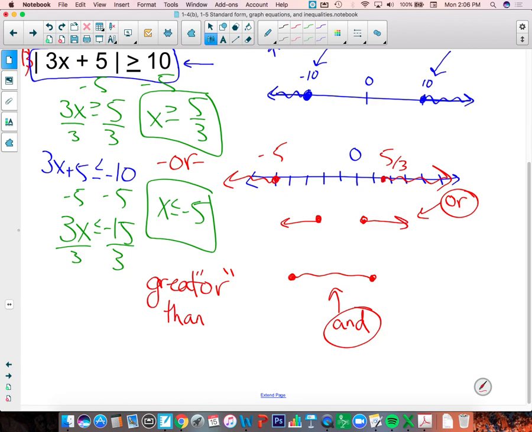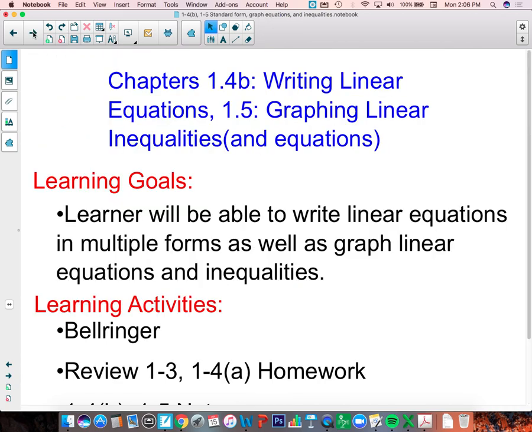Okay, so those are the review problems. I'll probably give you guys some more of those on Wednesday and Thursday. All right, so those are the absolute value inequalities and equations. Okay, on to chapter 1.4.